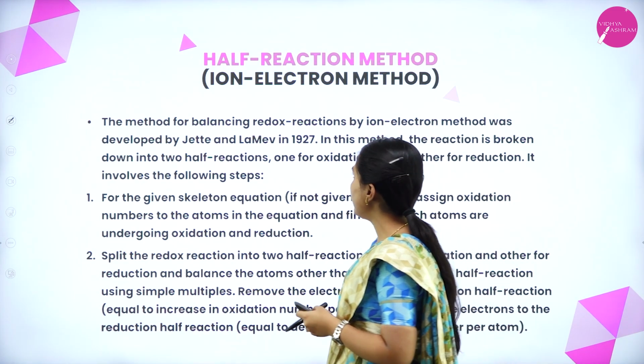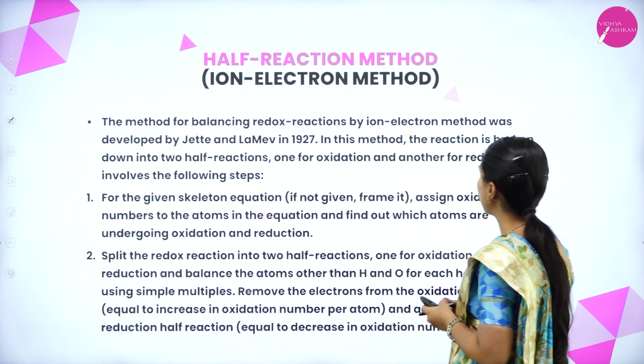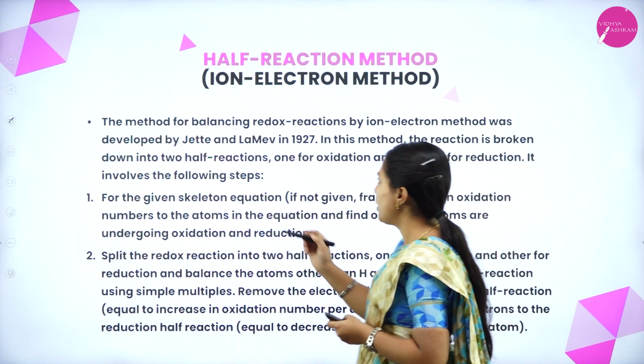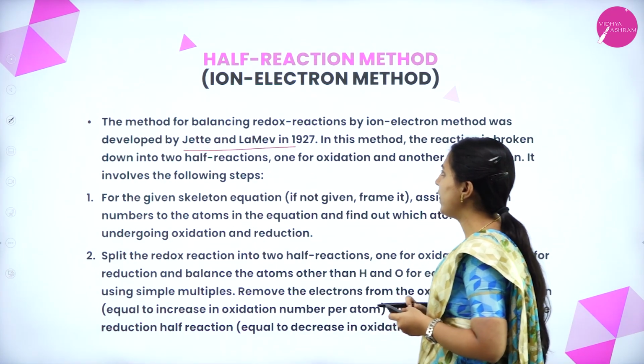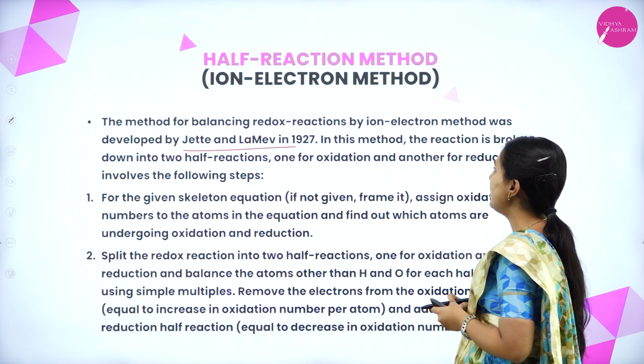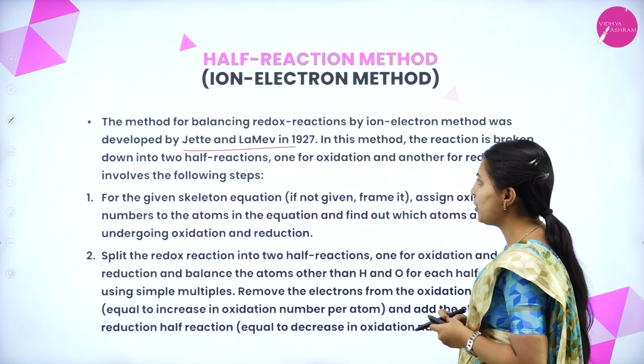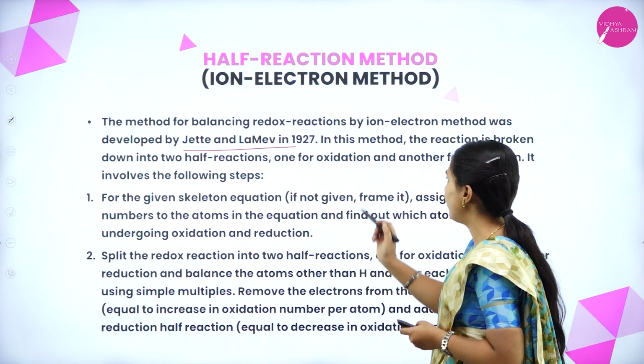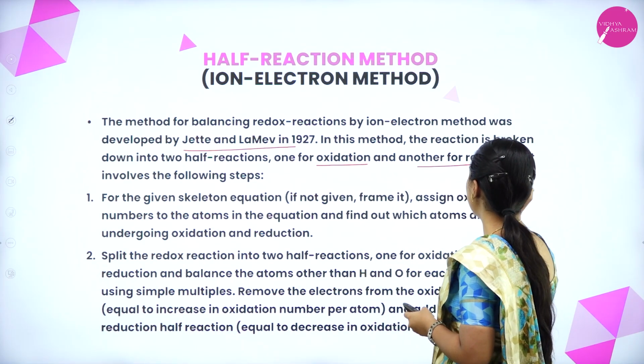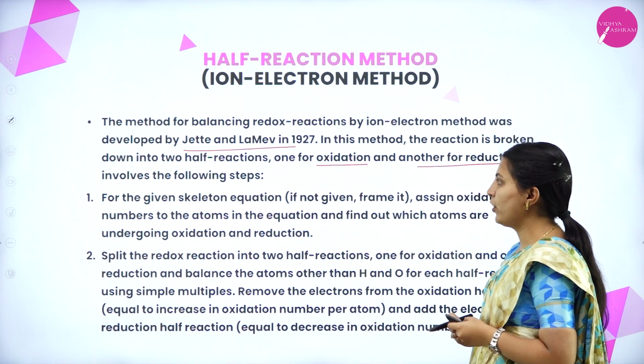The method for balancing redox reactions by the ion electron method was developed by Jette and Lamev in 1927. In this method, the reaction is broken into two half reactions, one for oxidation and another for reduction. It involves the following steps.